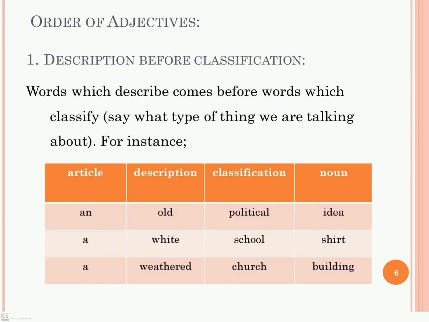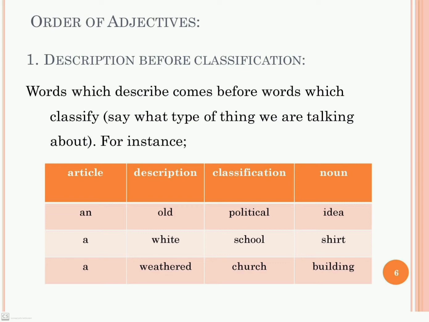Now, in which order are we supposed to place adjectives? So, description is placed before classification. What is description? The way we describe a noun. And what is classification? It says what type of thing we are talking about. For example, old is the description. On the other hand, political is a classification. An old political idea, a white school shirt, a weathered church building.